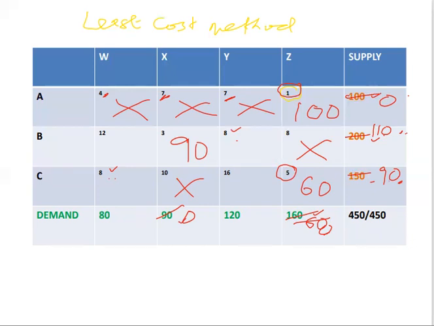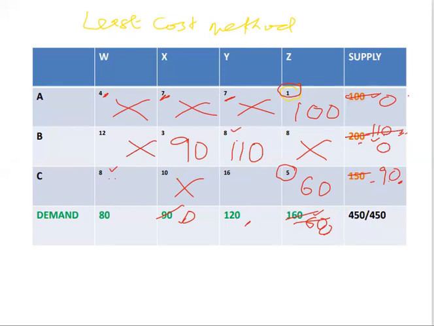Now, this BY, look at the supply under B. The supply is 110. Under Y, the demand is 120. And we have to allocate the lower figure. What are we going to allocate? 110. That means you have allocated 110. If you add it to 90, you get this 200. So that means there's no more allocation we are going to do under B.